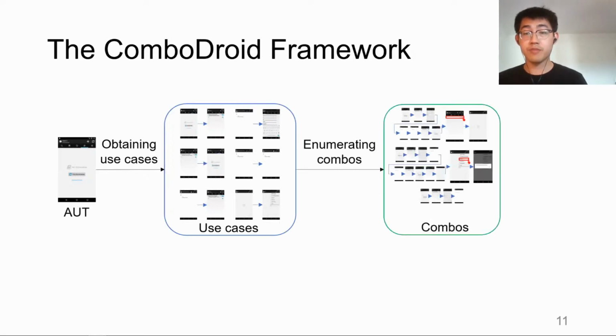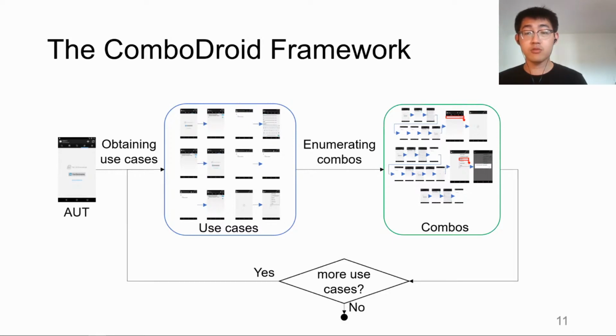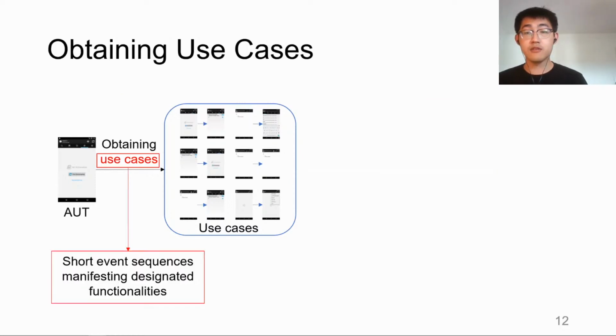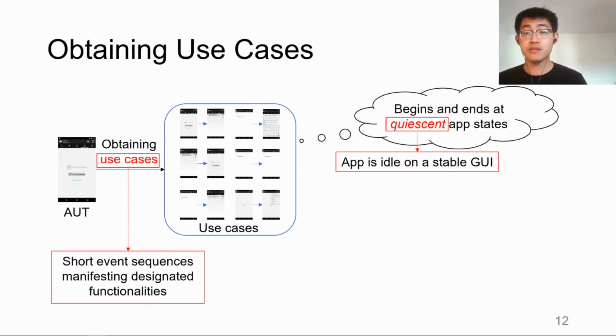Then we enumerate combos by concatenating use cases in specific orders. Moreover, we can always go back to the first phase when we need more use cases. Let's discuss each phase. The first phase is to obtain use cases. The first observation made is that each use case always begins and ends as quiescent app states, where the app is idle or stable GUIs.